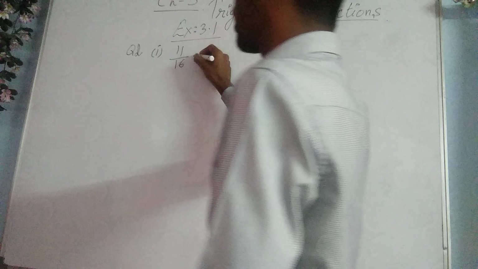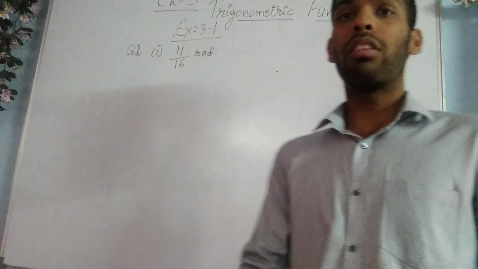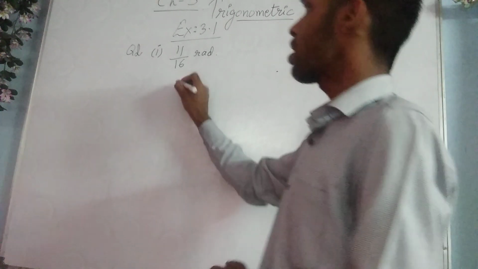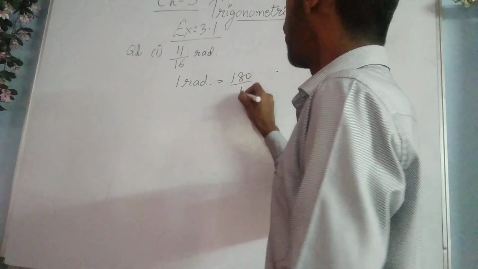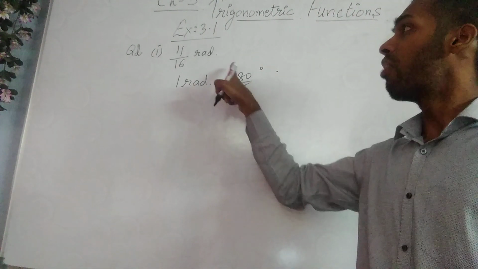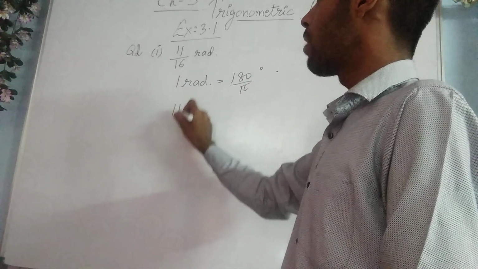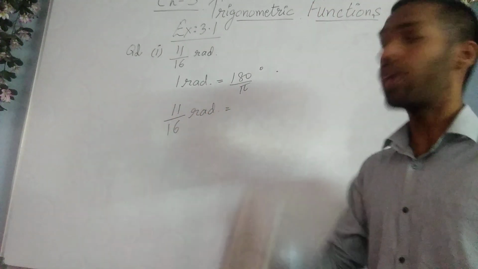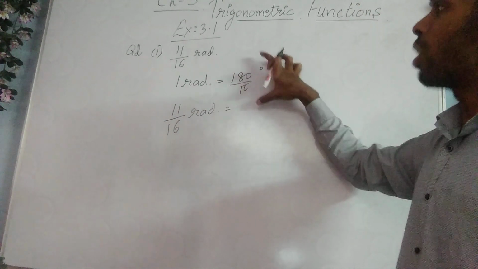Let us see. Yes, this measure given to you is in radians, and you have to convert it into degree measure. The relation which we just saw in the very first lecture, and in the very first topic which we just studied right now, was that 1 radian is equal to 180 upon pi degree. This was the relation. So the measure which we have here is 11 upon 16 radians. Now if you are going to convert this 11 upon 16 radian into degree, you are going to just multiply this 11 by 16 on the very right hand side.